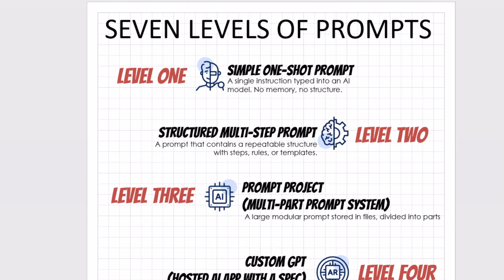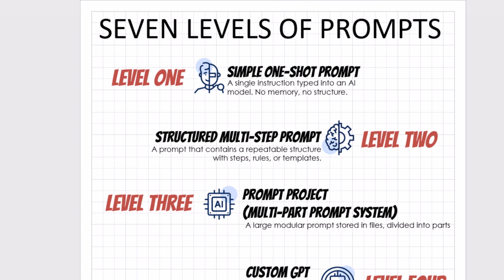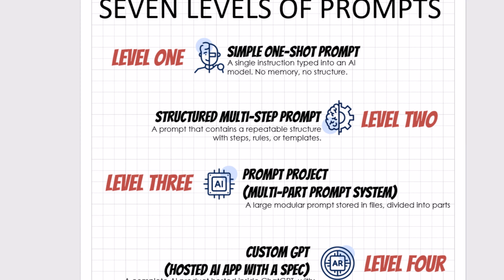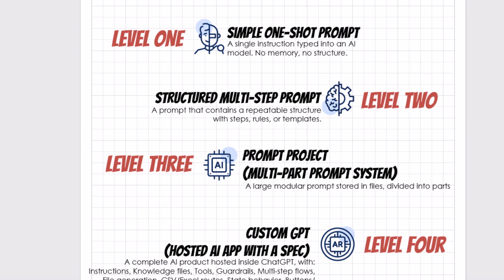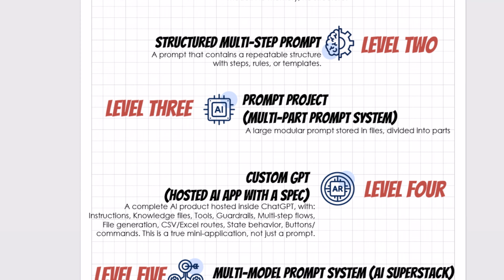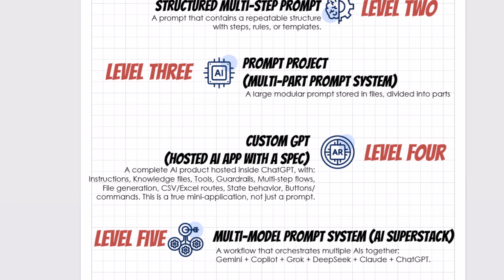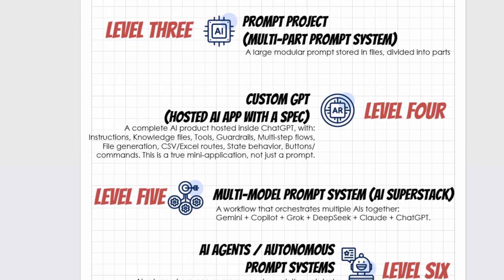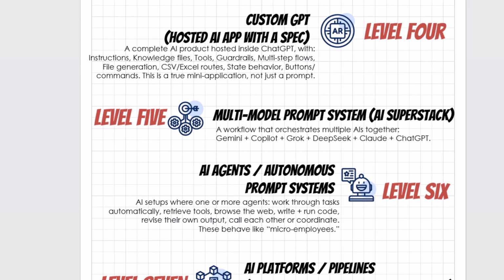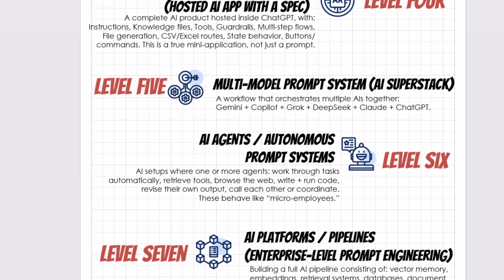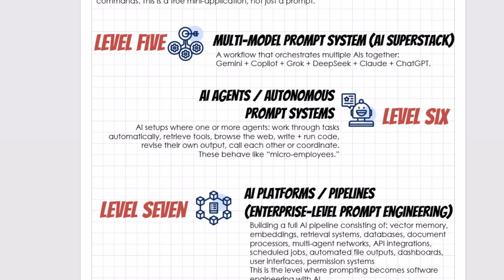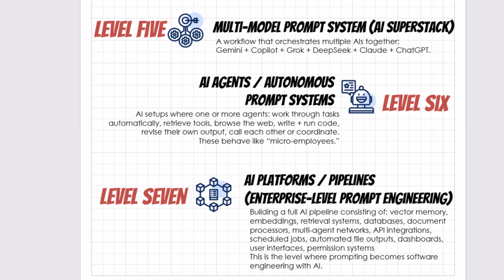There are 7 levels of prompts, from simple one-shot questions all the way to enterprise AI pipelines. But in this video, we will focus only on level 5, multi-model prompting, also known as the AI Superstack. But to better understand multi-model prompting, you first need to understand why it matters. It's the level that lets you work below the true cost of automation, and that's a foundation for real job security in the AI era.